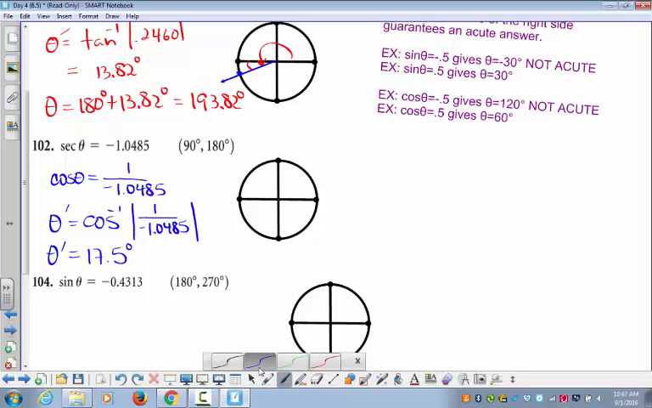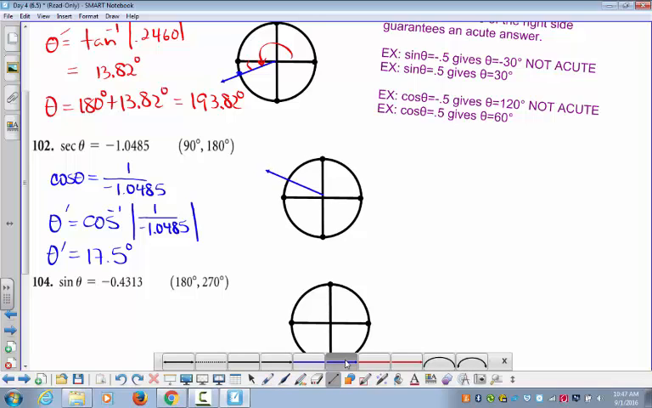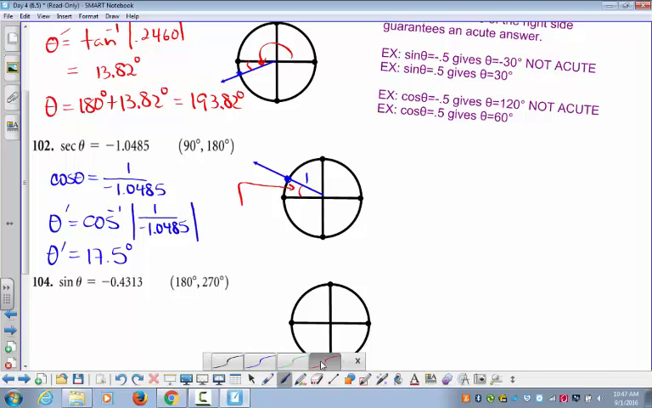So we are in quadrant 2. They tell us quadrant 2, so let's just draw some terminal ray in quadrant 2. Let's put our terminal point there. This is a unit circle. And that reference angle lives right between the terminal ray and the x-axis. So in quadrant 2, the reference angle sits right there. That angle right there is our 17.5 degree angle.